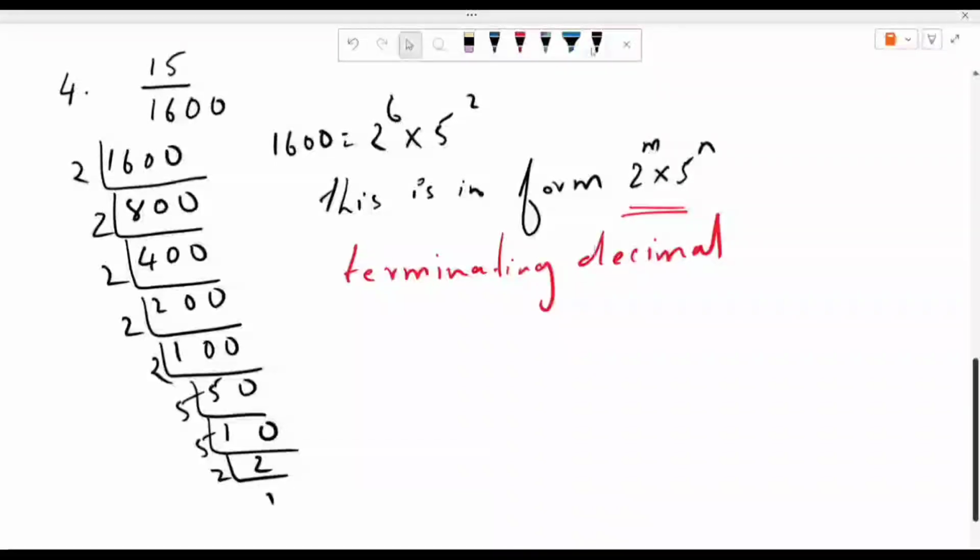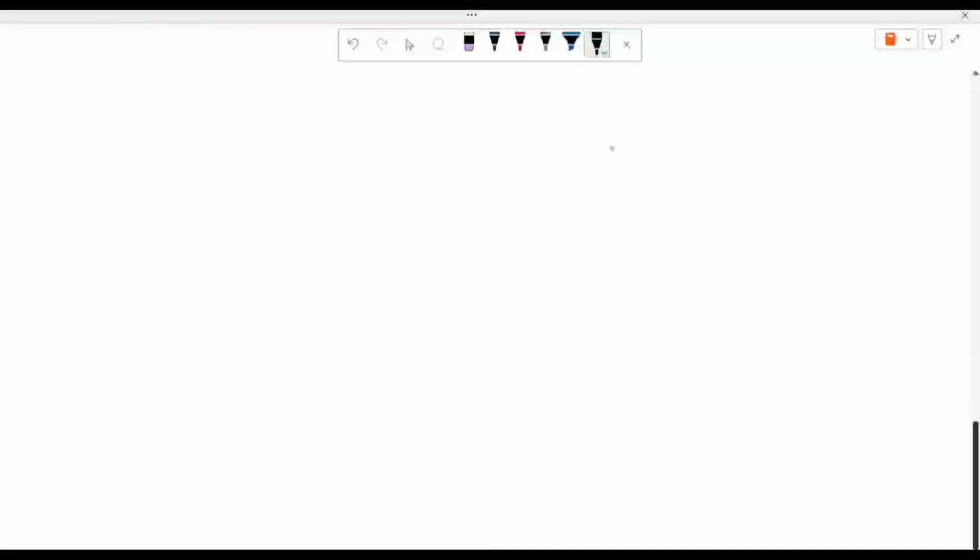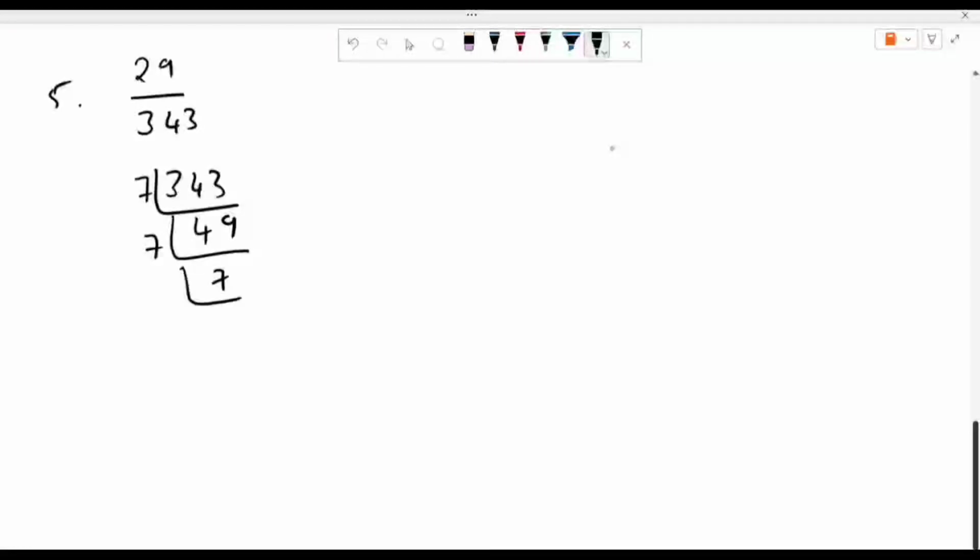So now let's see the next, fifth question. What does the fifth question say? 29 divided by 343. So prime factorize the 343. 343 directly goes with 7. 7 4s are 28 and this 7 9s are 63. Again it goes with 7. 7 7s are 49 and go with 7. 7 1s are 7. So it doesn't follow the form. So it is a non-terminating repeating decimal. I'm not writing all that, I'm just mentioning it is non-terminating repeating decimal.